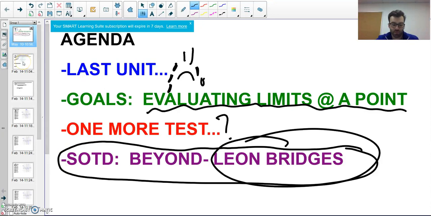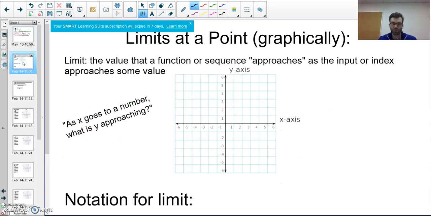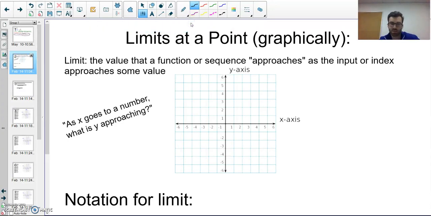But let's do some math. That's what we're all here for, right? So, evaluating limits at a point graphically. So what is a limit? A limit is a value that a function or sequence approaches as the input or index approaches some value. So as x goes to a number, y is approaching something.